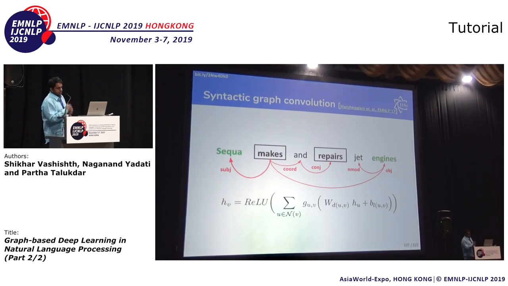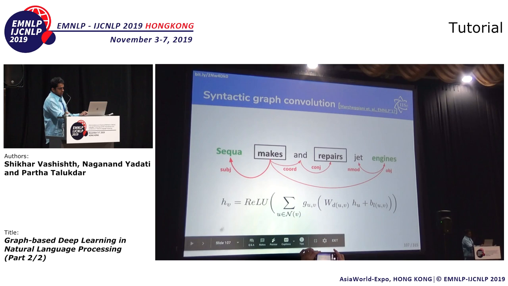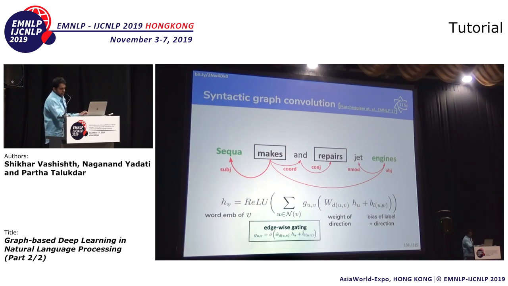The update equation, the graph convolution equation, looks at each word in the sentence and gives us a hidden layer representation of that word. It looks at the one-hop neighborhood of each word in the syntactic graph. It has a direction-specific weight here, W_d(u,v). It aggregates features from the one-hop neighborhood, so we have the h_u's here. And then there's a bias term for each label and direction. And then we also have edgewise gating.